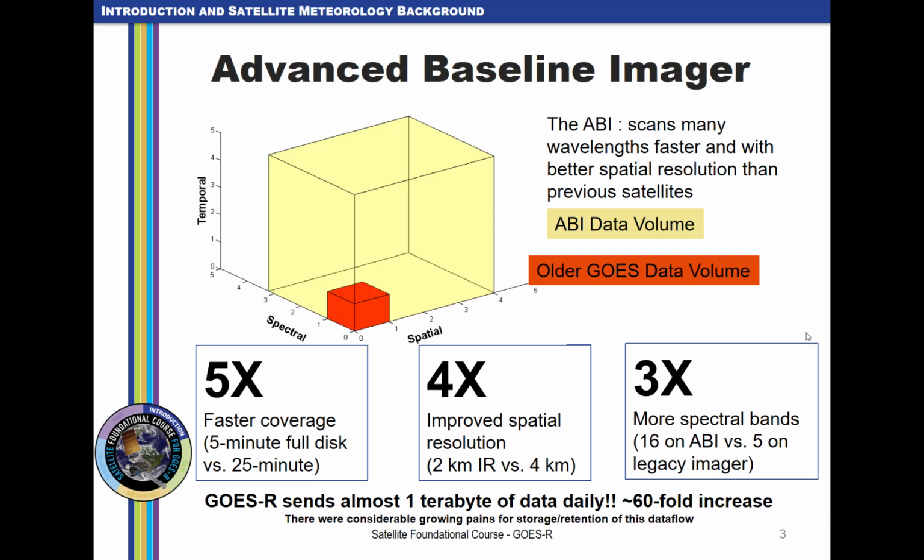The cubes represent the data volumes from legacy GOES in dark orange-red, and the new GOES in yellow-beige. The combination of increased resolutions meant at least a 60-fold increase in the data volume. These increases did cause issues, mostly resolved, in storage and retention of the data.